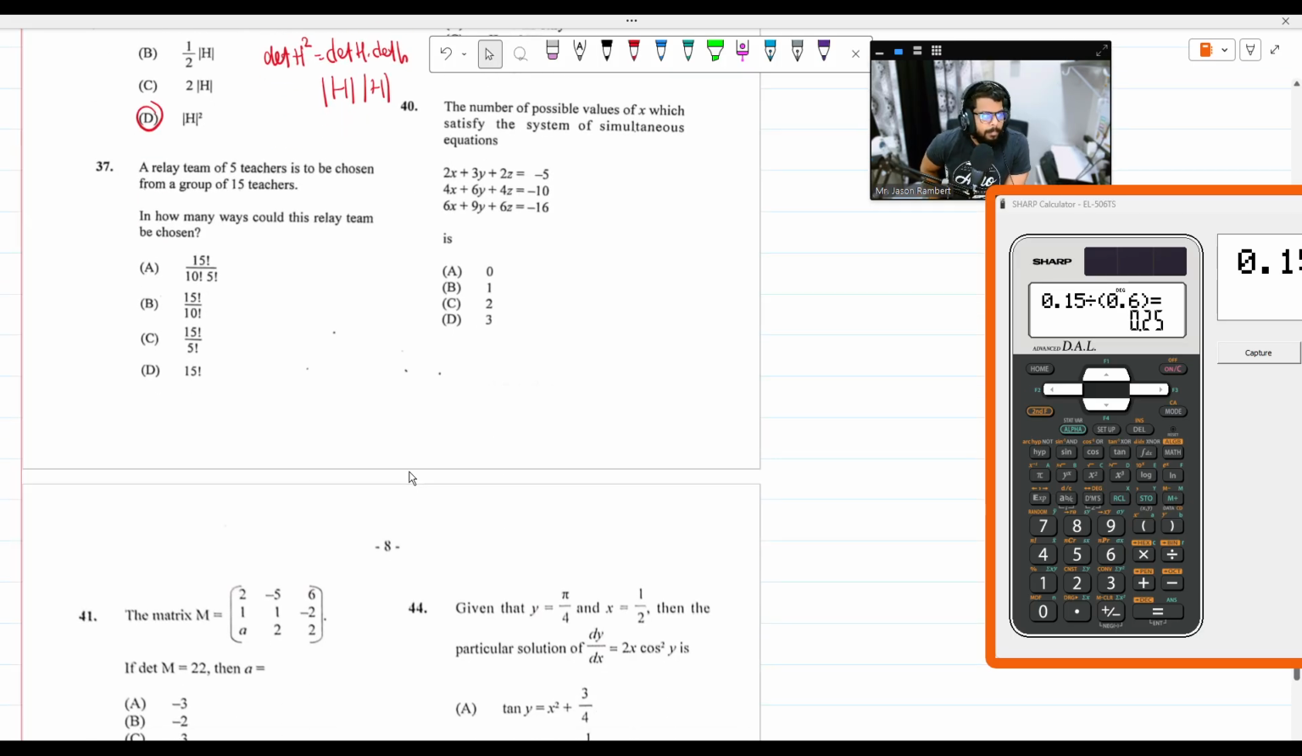A relay team of 5 teachers is to be chosen from a group of 15 teachers. How many ways could this relay team be chosen? A relay team of 5 teachers. So that's going to be just 15 choose 5, which is 15 factorial over 15 minus 5 factorial, which is 10 factorial, times 5 factorial. 15 factorial over 10 factorial times 5 factorial. A is the answer.